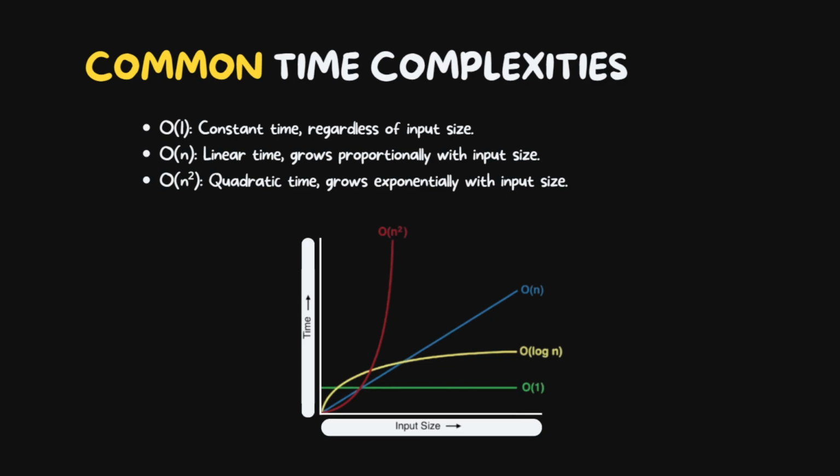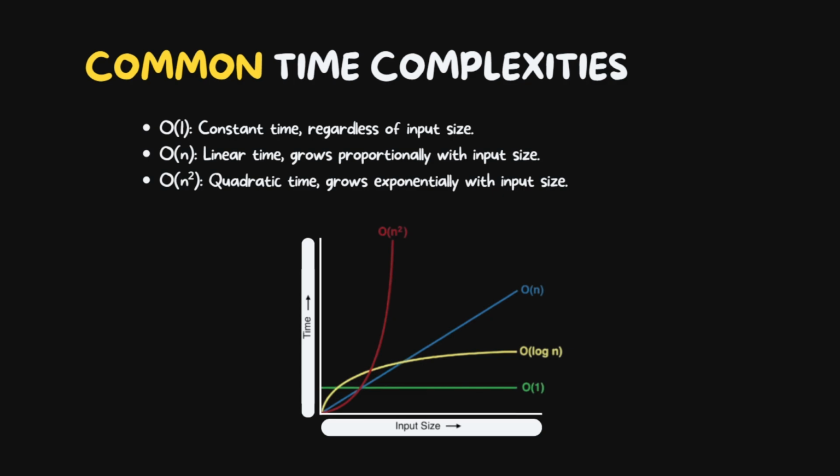Next is O(n). Here, the runtime grows linearly with the input size. Imagine you are searching for an item in an unsorted list. You might have to check each element one by one. Next is O(n²). This represents quadratic time complexity, where the runtime increases quadratically with the input size. A common example is nested loops, like checking every pair of elements in an array.